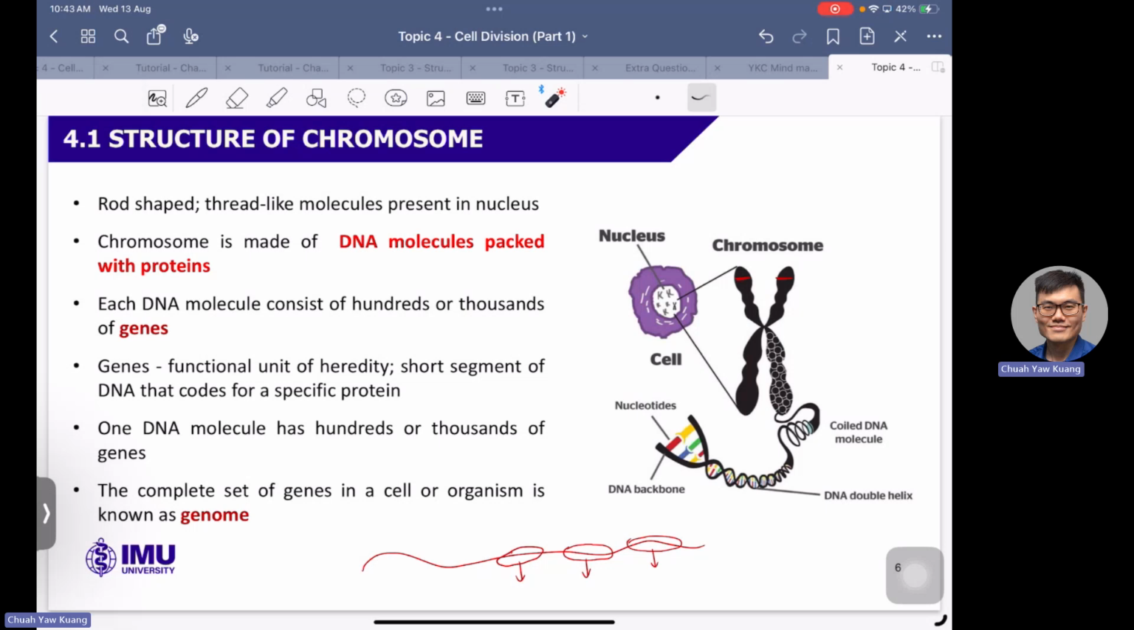Okay, so you can imagine how many genes are there. So total 46 strands of DNA, right? So there are so many genes. All of these genes that are needed in order to code for one organism, we call it the genome. Okay, so that's the meaning.